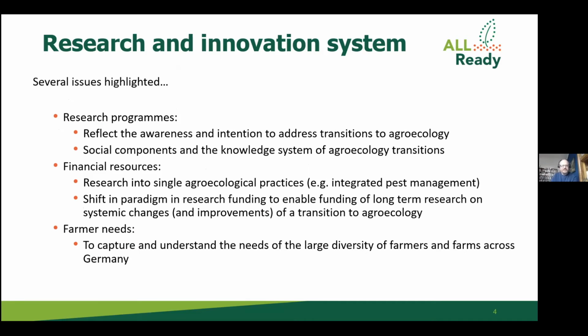On the research and innovation system, again, several issues were highlighted. When it comes to the research programs, I think there was a general feeling that the awareness and intention to address transitions to agroecology is reflected, but again, a stronger integration of social components also in the research, and the focus on the knowledge system of agroecological transitions was highlighted. And when it came to financial resources, what was suggested here is a stronger shift in the paradigm of research funding, really to look into the long-term research on systemic changes and improvements of transitions to agroecology. So the integration of the different aspects that need to be captured here.